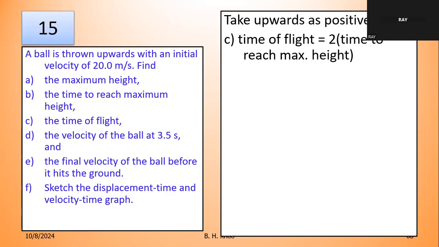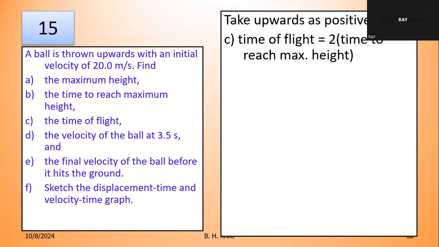Velocity of the ball at 3.5 seconds. What formula to use? Wait, sorry, can I ask a question? Why is it negative 9.81? Is it because it's upwards? The acceleration is going downwards. We take upwards as positive, so downwards is negative.